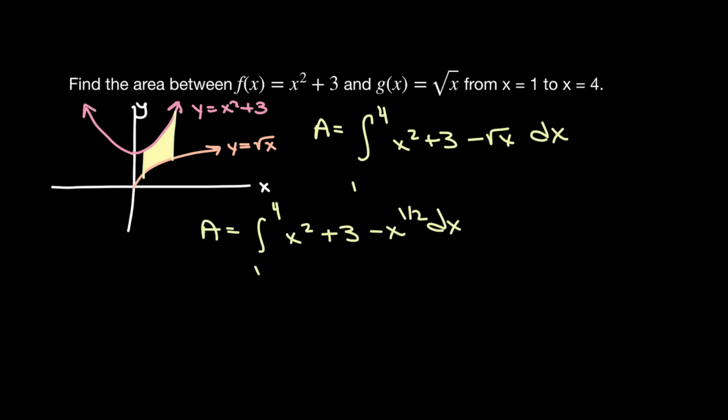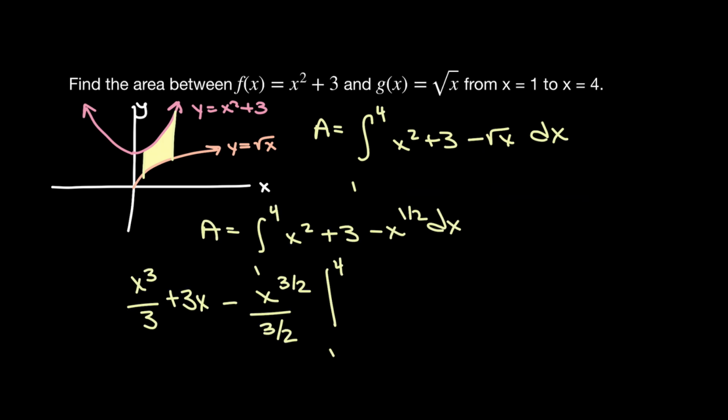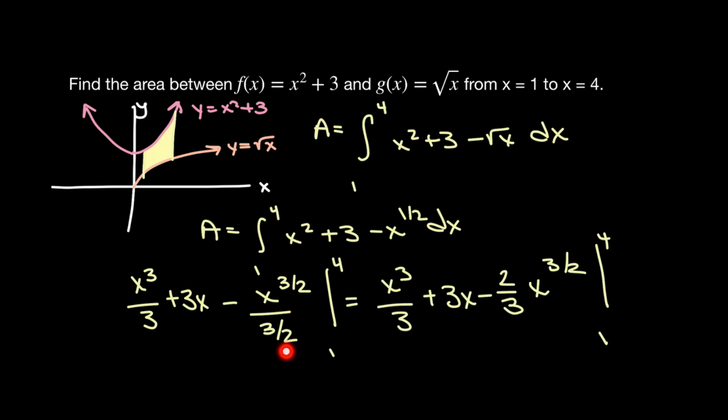We can do the integration. Let's see, antiderivative of x squared is x to the third over 3. Antiderivative of 3 is 3x. That square root of x, I'm going to rewrite that as x to the 1/2. To integrate, I add 1 to the power. I get x to the 3/2 divided by 3/2. Dividing by 3/2 is the same as multiplying by 2/3. So now my antiderivative is x to the third over 3 plus 3x minus 2/3 x to the 3/2. I have to evaluate this from 1 to 4.